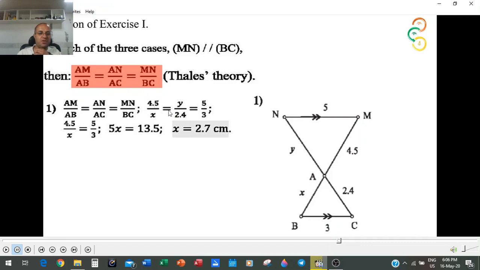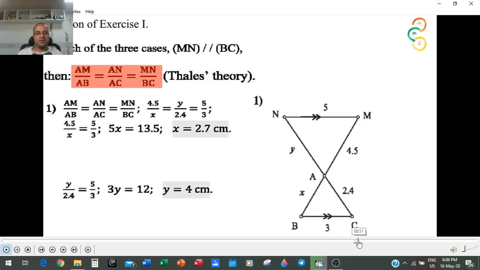Then we take this ratio and this ratio. We have one unknown, which is X. By cross multiplication, we get 5X equals 13.5 and X equals 2.7. Then, to calculate Y, we take this ratio and this ratio, and by cross multiplication also we get the value of Y. So Y over 2.4 equals 5 over 3. Then by cross multiplication, 3Y equals 12, Y equals 4. This is the first part.